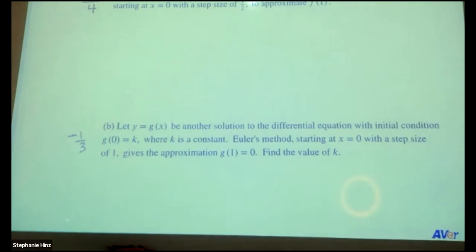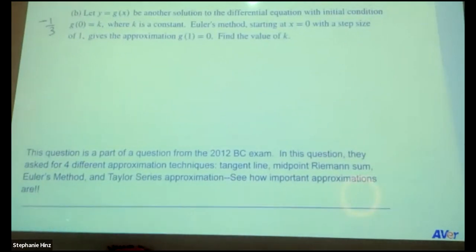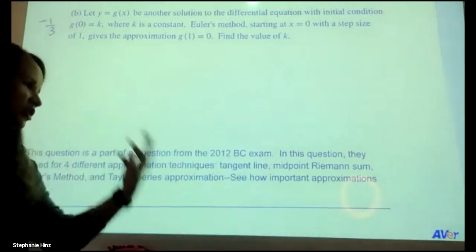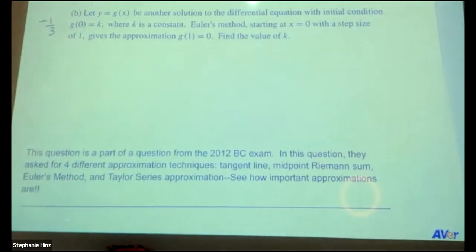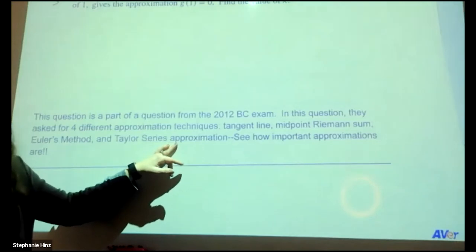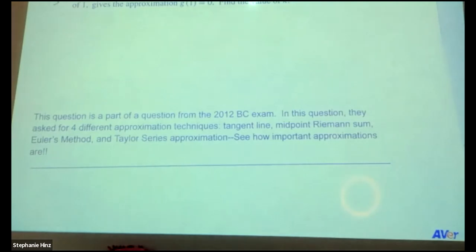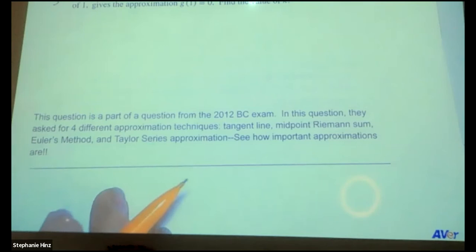This question actually is from part of the 2012 BC exam. In this particular question, and that's been several years ago, questions change, of course, they're never the same. But in this particular question, they ask 4 different approximation types. They ask for a tangent line, they ask for a midpoint Riemann sum, they ask for Euler's method, and a Taylor series approximation. The word approximation is a huge buzzword, and you need to make sure that you know all the different types of approximations. If I have more time, I will come back and work one of these.